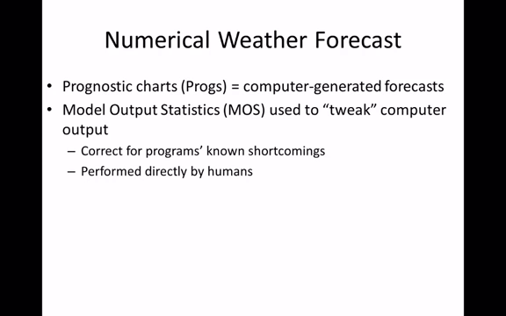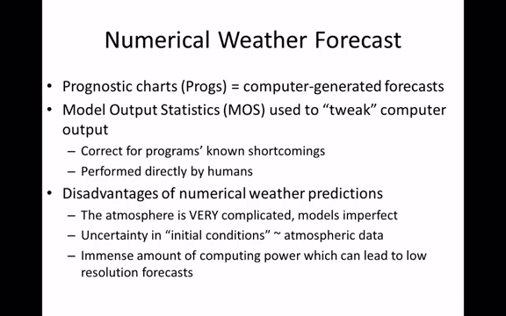So this model output statistics is where humans are applying their own knowledge, tweaking it a little bit, okay? If they know the model has a shortcoming, is biased, they look for things that they think are an issue. Because they don't want to be wrong, right? The weathermen don't want to be wrong.